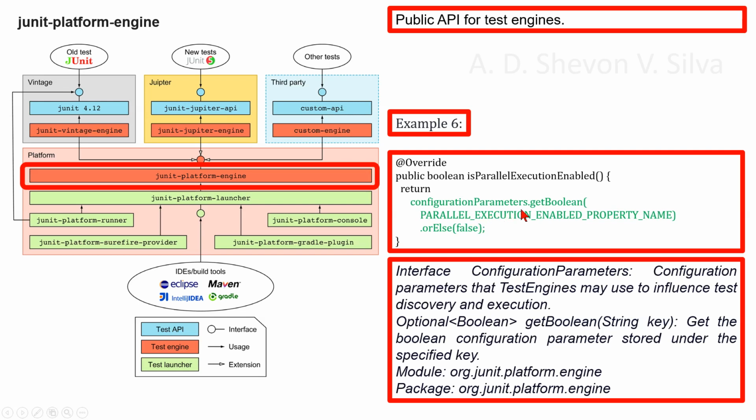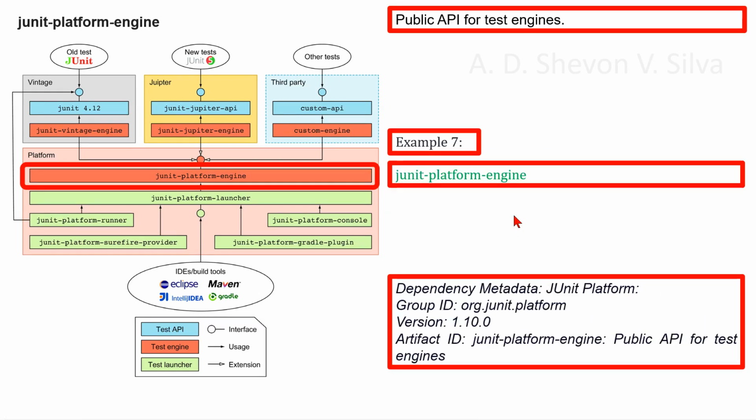Optional boolean get(String key): get the Boolean configuration parameter stored under the specified key. This is in module org.junit.platform.engine and package org.junit.platform.engine. Now we are considering JUnit platform in dependency metadata, with the artifact ID junit-platform-engine in group ID org.junit.platform, the public API for test engines.